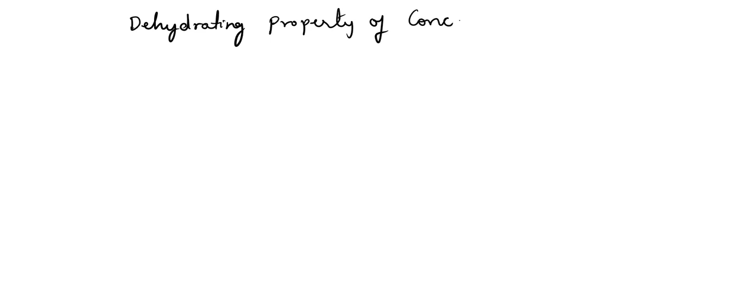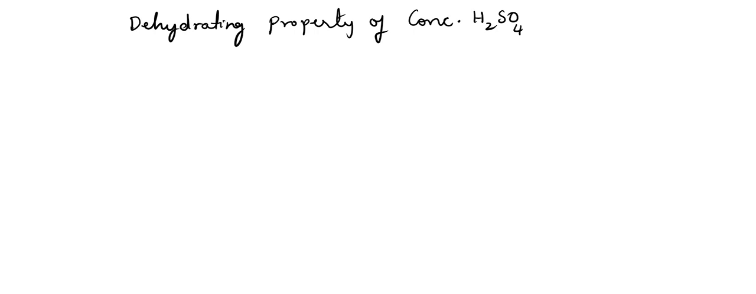The second chemical property is the dehydrating property of concentrated sulfuric acid. Here sulfuric acid acts as a dehydrating agent. So what do you mean by dehydrating agent?